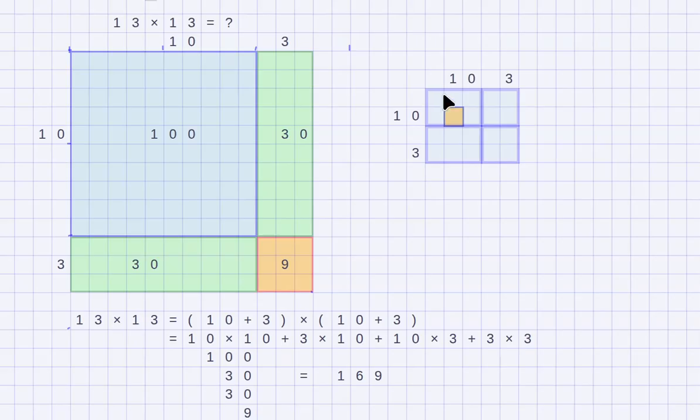I mean, you can just say 10 times 10 is 100, 3 times 10 is 30, 10 times 3 is 30, 3 times 3 is 9, and then just add them up. 100, 30, 30, 9, add them up, and we get 169.